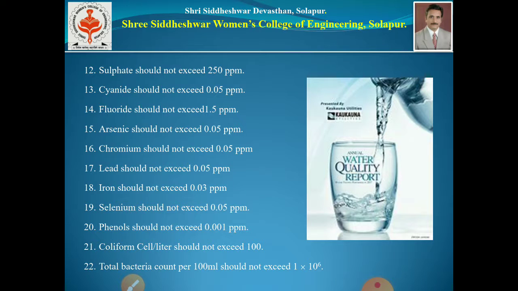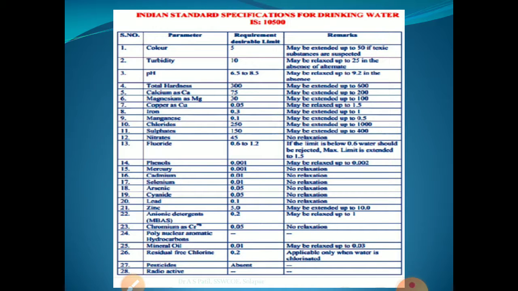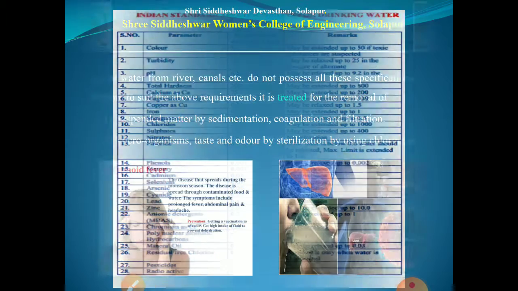Then there are many other such parameters like sulfates, cyanide, fluoride, all these chemicals. So WHO has set the limit for every chemical in the water. If that limit is exceeded, there is a problem. In the same way, Indian standards are also set with little variation, but most of the parameters are the same, which we call ISI standards. So that also we should follow.